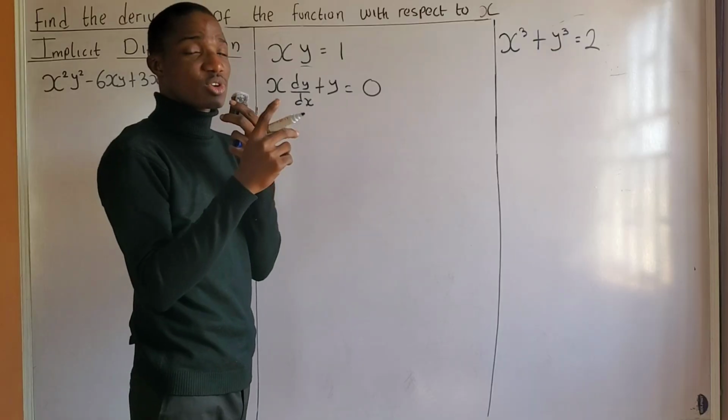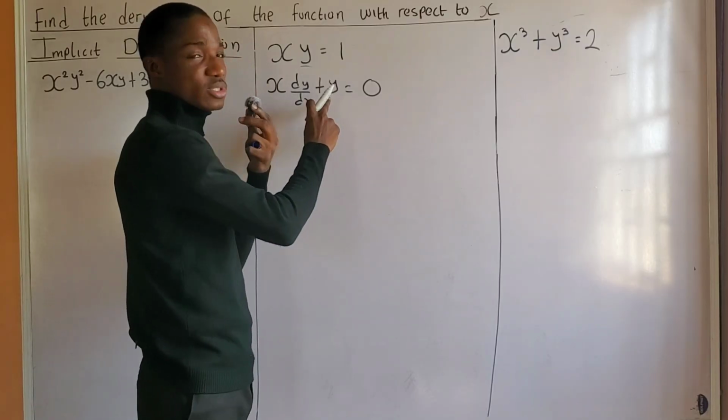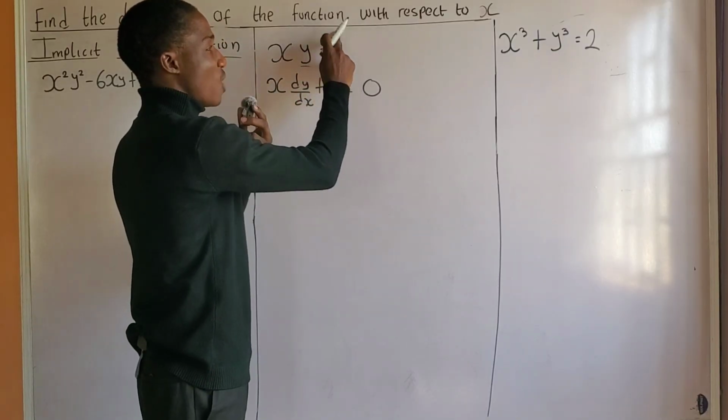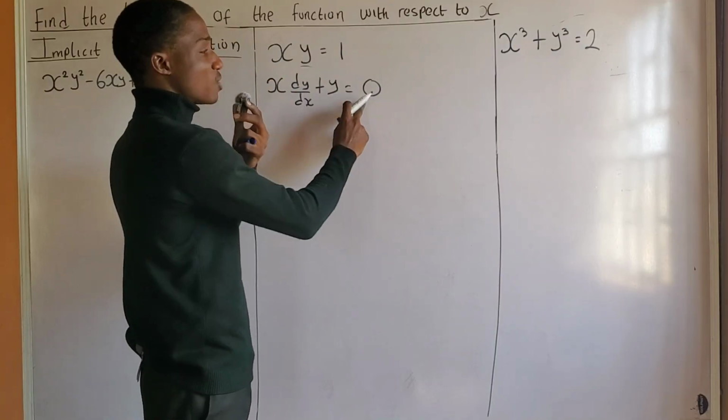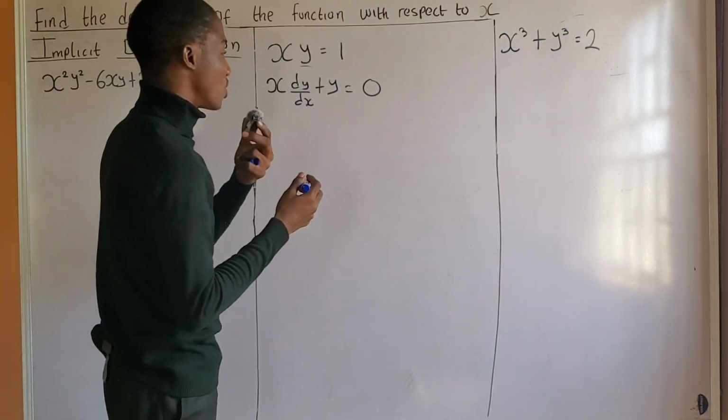If you differentiate x, you're going to have 1. 1 times y is what? y. And if you differentiate 1, you're going to have 0. So I'm going to have 0 here. Do you get it? Okay, now let us proceed.